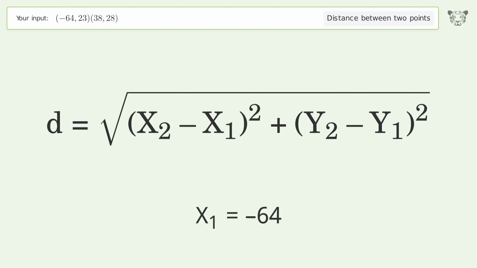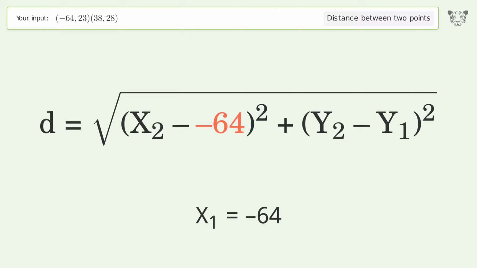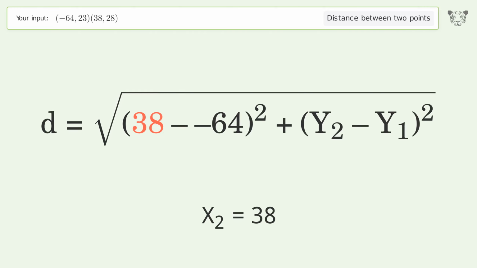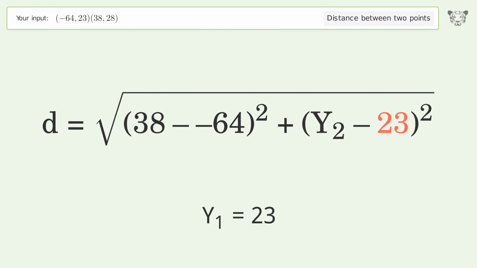x1 equals -64. x2 equals 38. y1 equals 23. y2 equals 28.